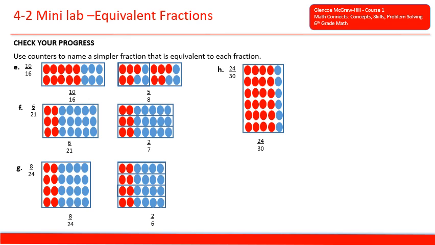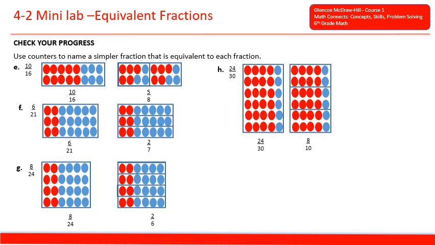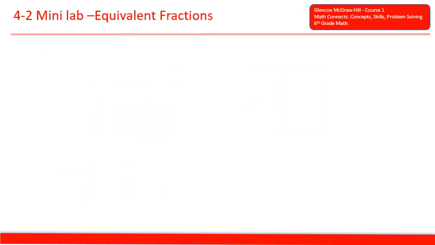24/30. 24 out of 30 are red. Notice we split those up into three groups. We have 8 out of 10 are red.